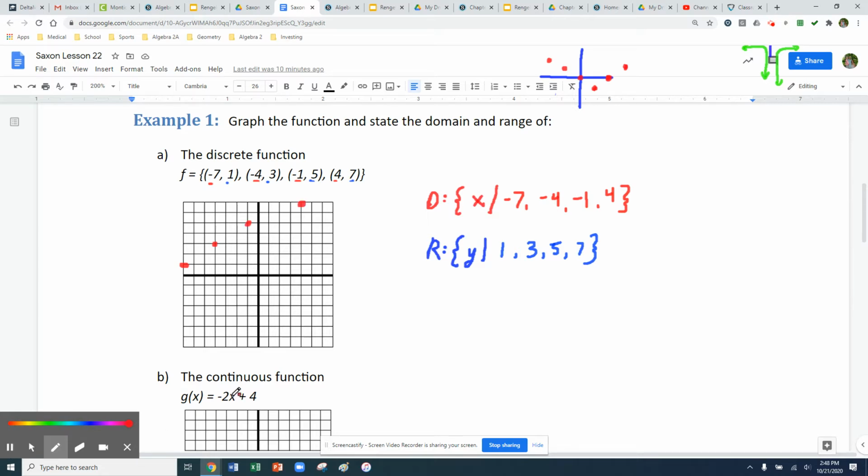And once we have them plotted, they are discrete, so they are separate values. We will not connect those with a line. So we are just talking about separate, distinct values. We're not talking about any of the values in between, so we just leave our graph like so.